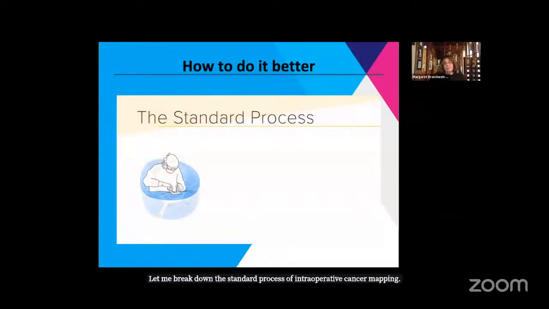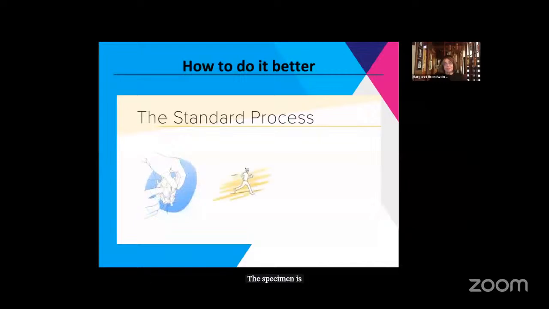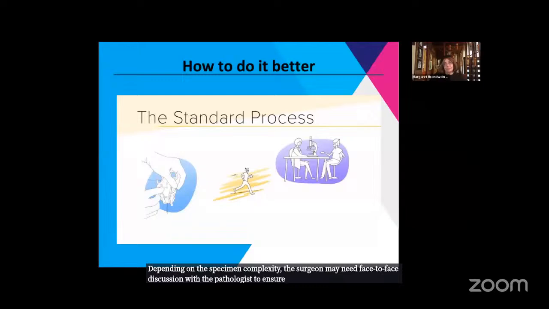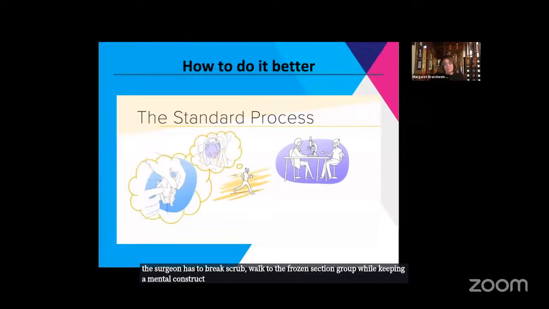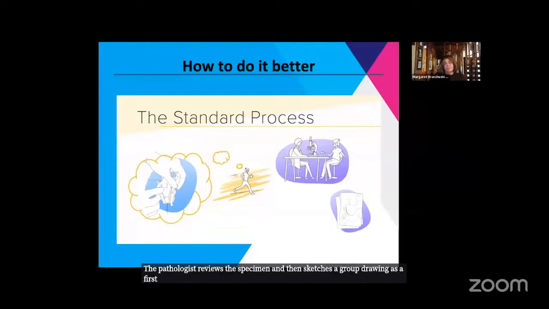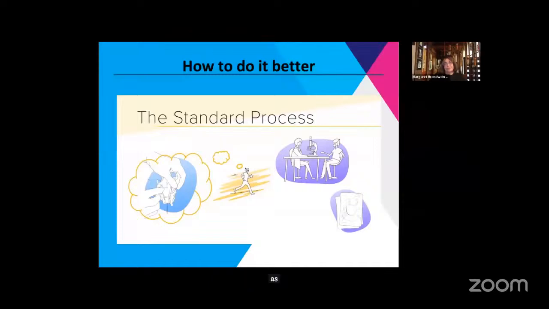The surgeon resects a cancer specimen and labels it based on the anatomy. The specimen is brought to the frozen lab for analysis. Depending on the specimen complexity, the surgeon may need face-to-face discussion with the pathologist to ensure a common understanding. That means the surgeon has to break scrub, walk to the frozen section room while keeping a mental construct of how the specimen relates back to the surgical defect. The pathologist reviews the specimen and then sketches a crude drawing as a first step in cancer mapping. The pathologist is completely blind as to what the patient defect looks like and where the specimen came from.